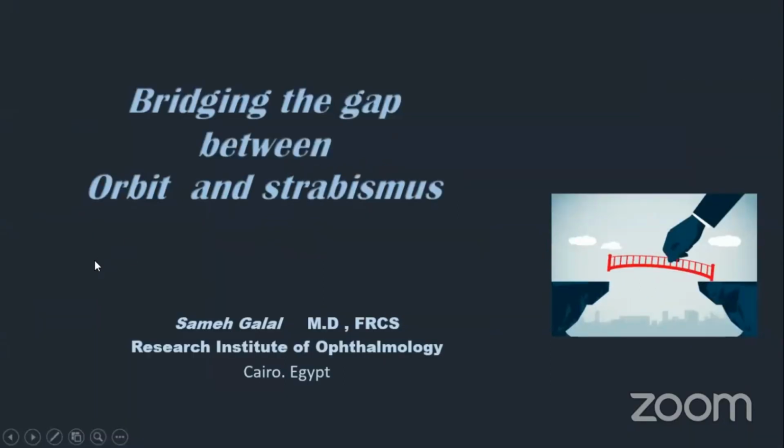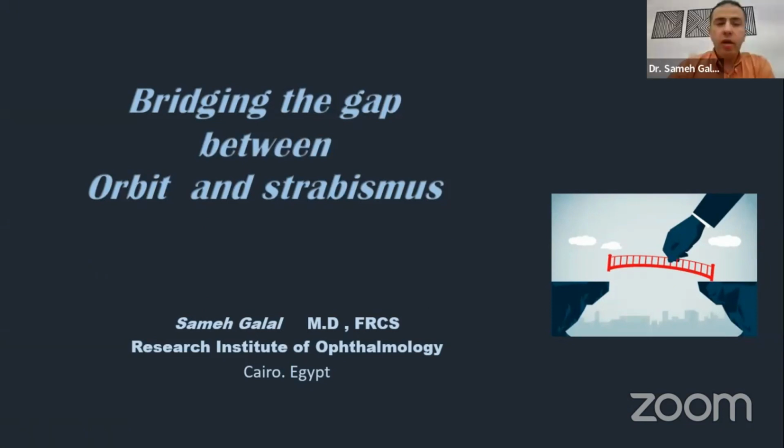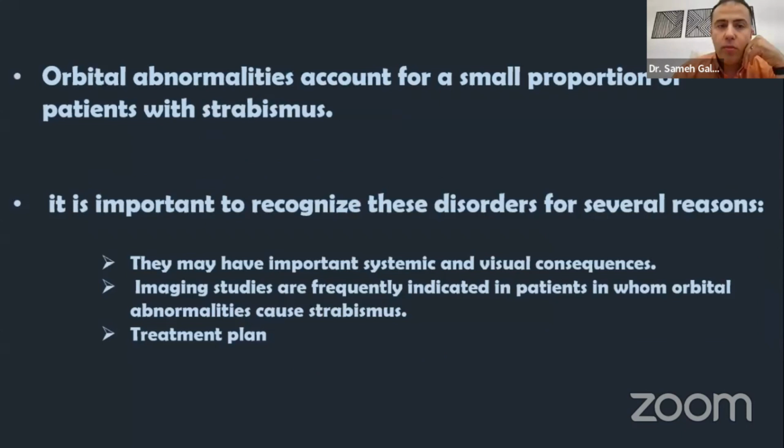Yes, sir. Okay. So I will talk today about bridging the gap between orbit and strabismus, because in strabismus, most of the time we can see cases presenting with deviating eyes, but the main etiology is almost orbital. Orbital abnormalities account for a small proportion of patients with strabismus, but in cases of strabismus due to orbital disease, it's important to recognize the disorders for several reasons.